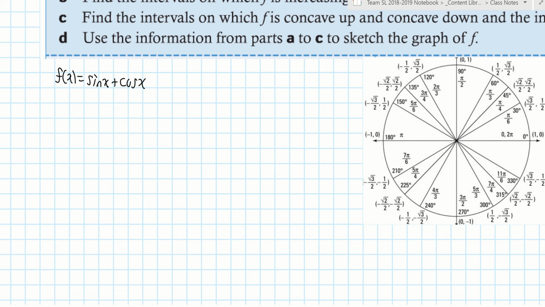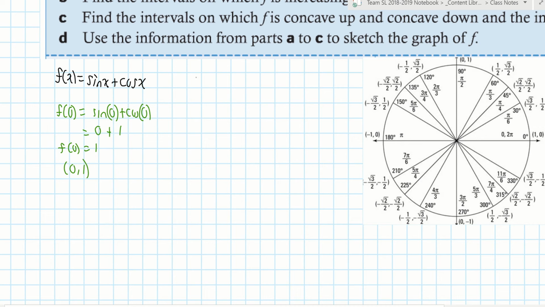So let's find intercepts. So f of 0, I'm making my x value 0, so I'm finding my y-intercept here. Now, as a quick review, go to the angle 0 in the trig circle. Sine of 0 is 0. Cosine of 0 is 1. So we have 0 plus 1. Therefore, f of 0 equals 1. We have the y-intercept of 0, 1.